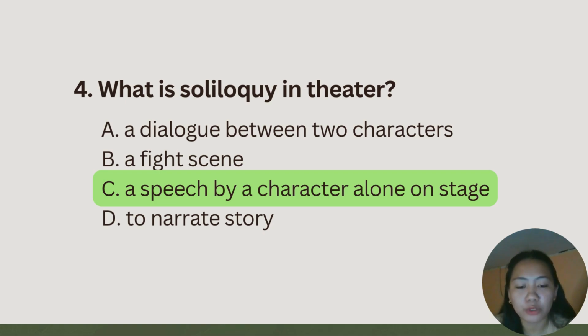So why are the other options incorrect? Letter A, a dialogue between two characters. That's called a dialogue, so it is not a soliloquy. Letter B, a fight scene, is simply stage combat or an action scene, also unrelated to soliloquy. And D, narration. Narration might happen in theater but is not specific to soliloquy.